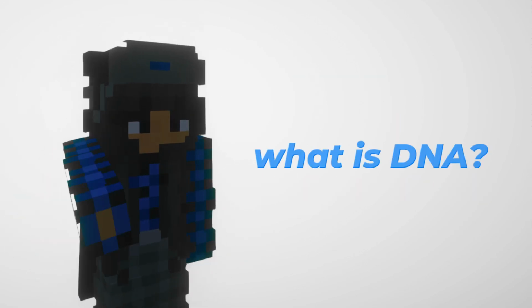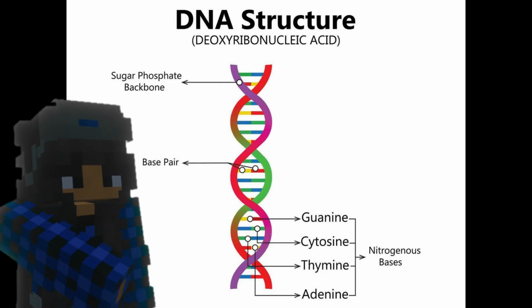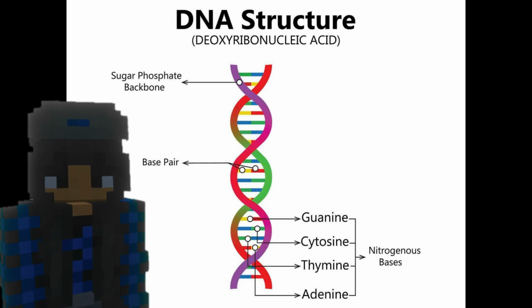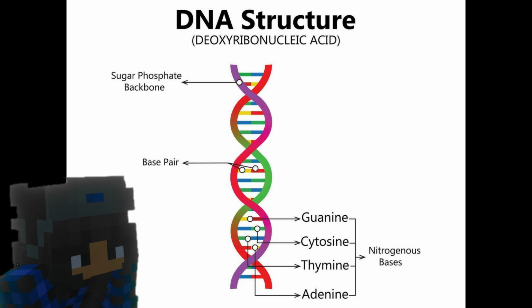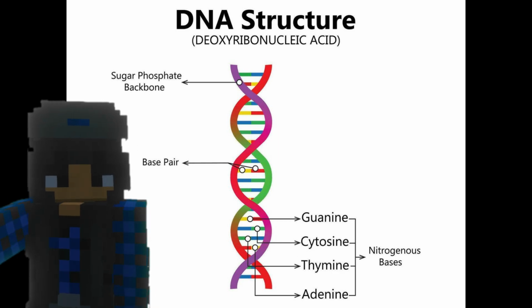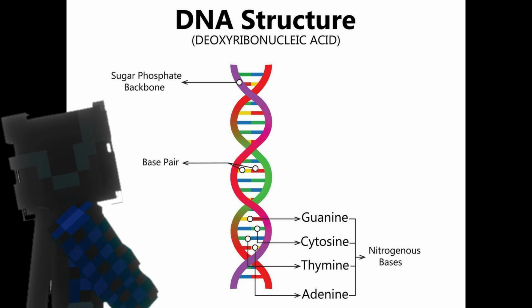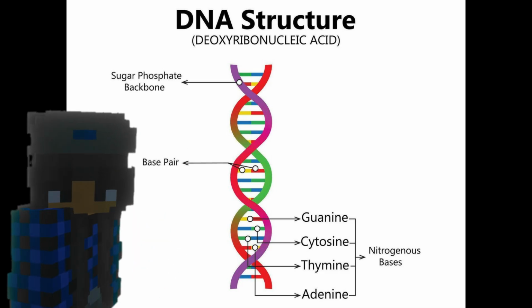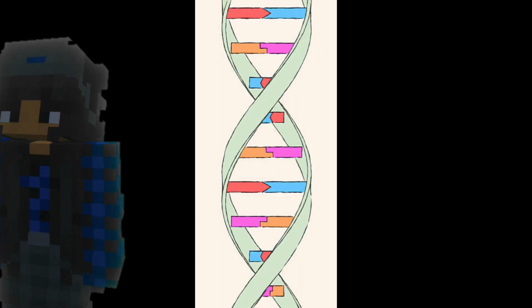Now, let us go over what DNA even is. So what is DNA? It's a molecule made up of two long strands that twist into a shape called a double helix. You know the shape, it's the classical DNA shape, and that shape is called a double helix. It's like a spiral staircase, essentially.